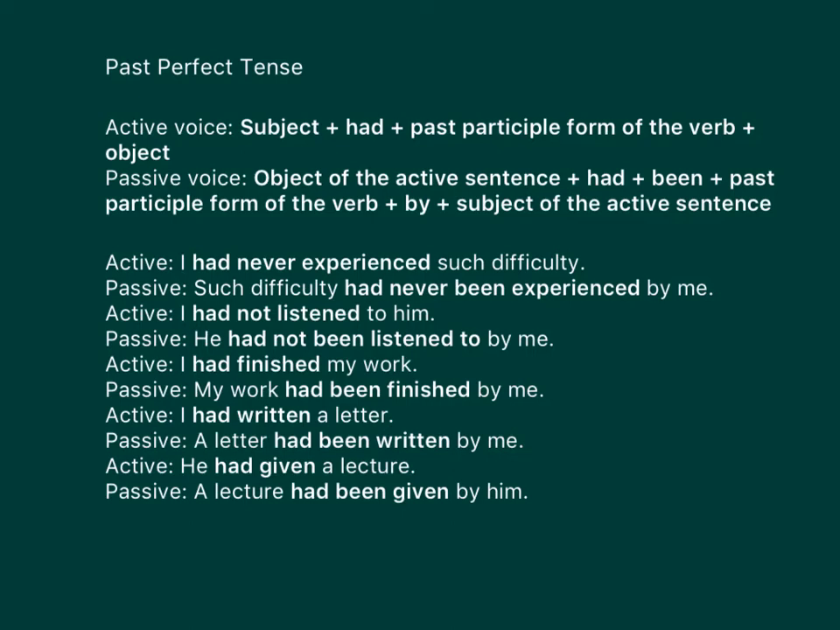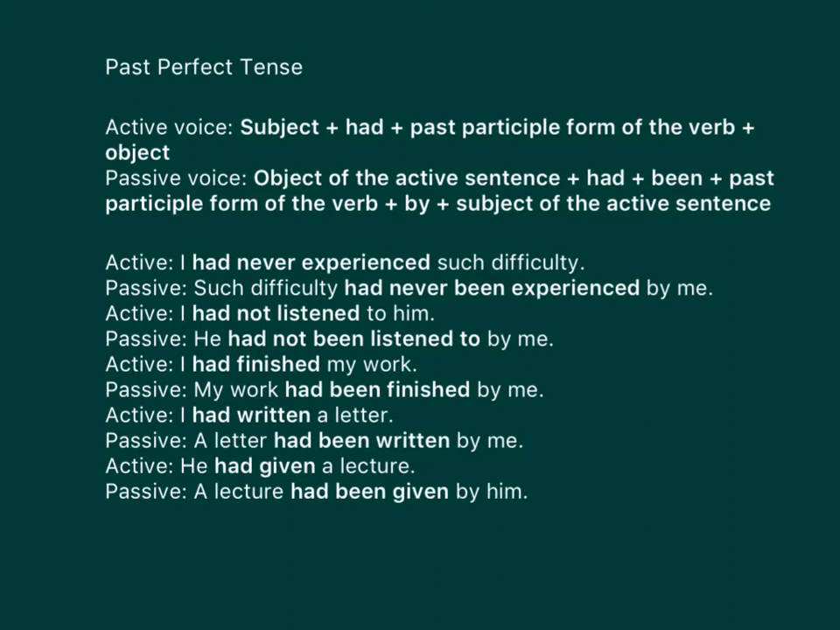Do you still remember how the active voice and the passive voice is constructed for the past perfect tense? Let's take a look. The active voice is formed by the subject plus the word had plus the past participle form of the verb plus the object. The passive voice is formed by the object of the active sentence plus the word had plus the word been plus the past participle form of the verb plus the word by, followed by the subject of the active sentence.